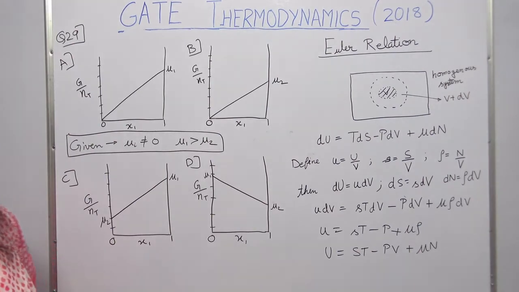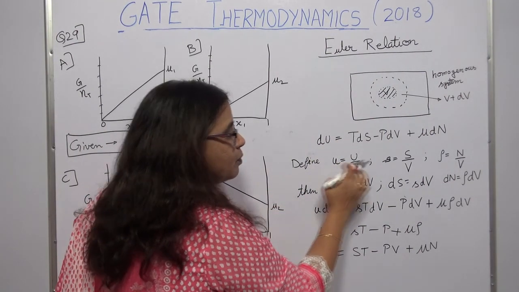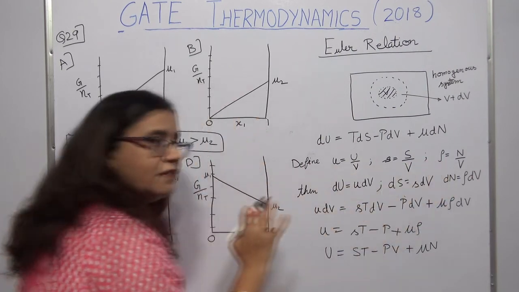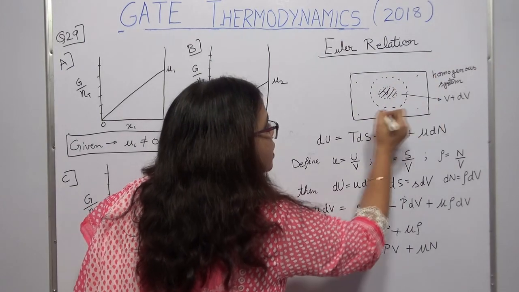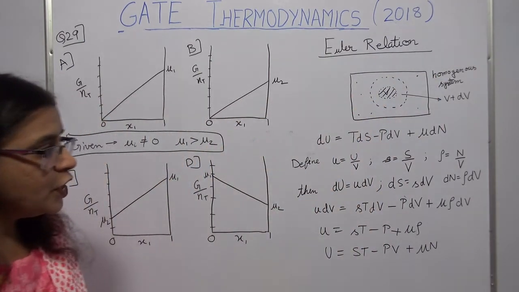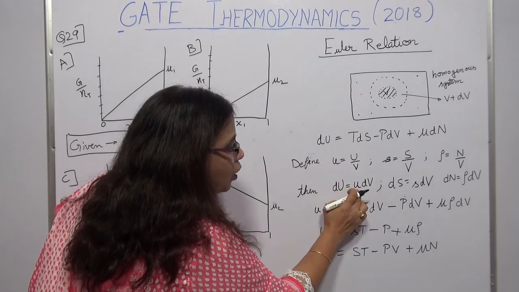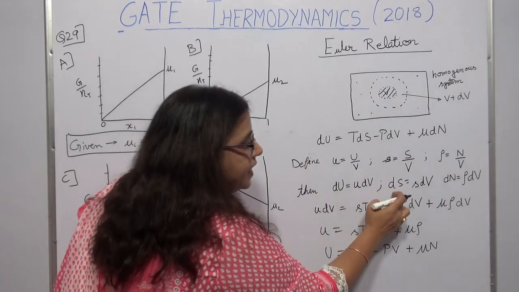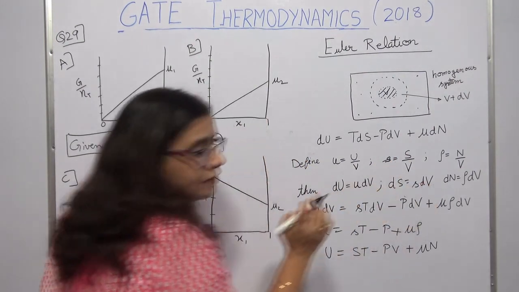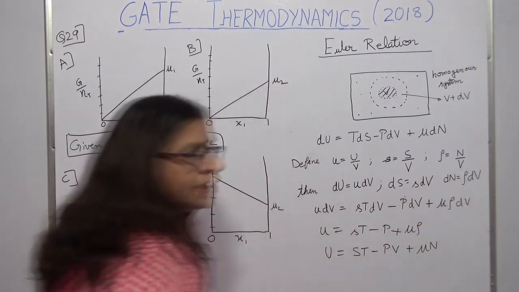Now since this is a homogeneous system, u, small s and rho will be constant throughout. I mean, they will not vary from one point to another in this volume. So if I take a differential, then I can write small u dV, that is equal to dU. Similarly, I can write dS, that is equal to small s dV, and I can also write dN, that is equal to rho times dV.